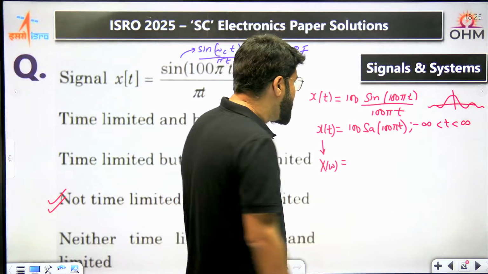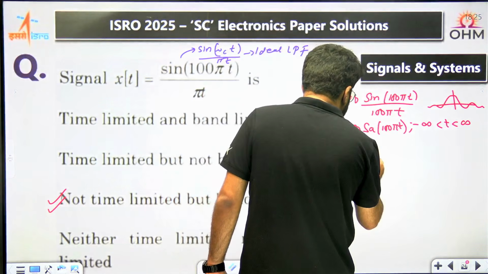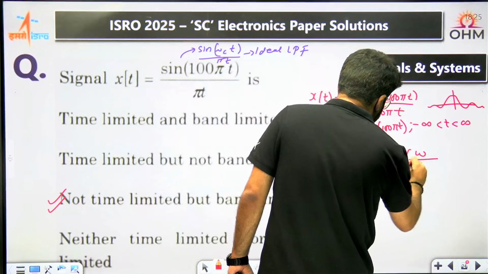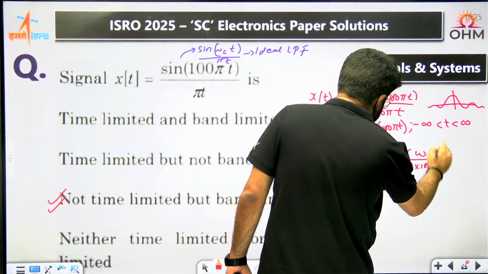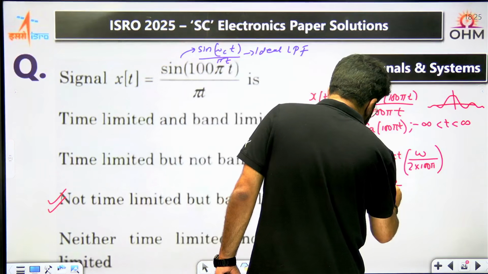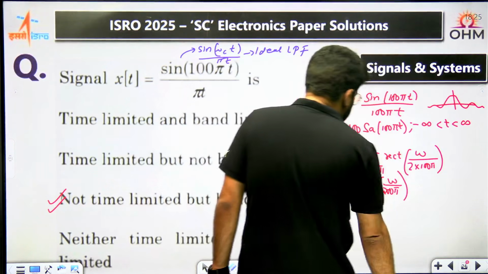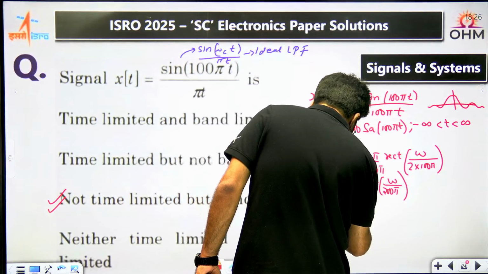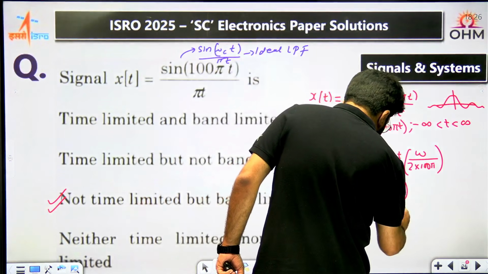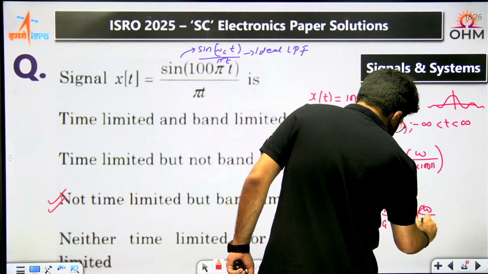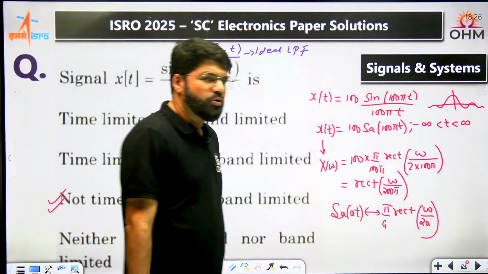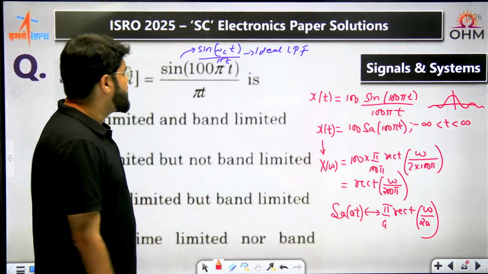But if you want the exact formula, the answer is 100 pi by 100 pi rect of omega by twice of this 100 pi. The ideal low pass filter frequency gain is rect of omega by 200 pi. Remember this very important formula: 100 was anyway constant. For Sa(at), the Fourier transform is pi by a rect of omega by 2a. A useful formula in frequency domain discussion. Anyway, answer was C.